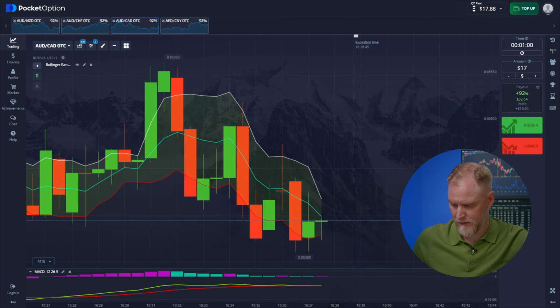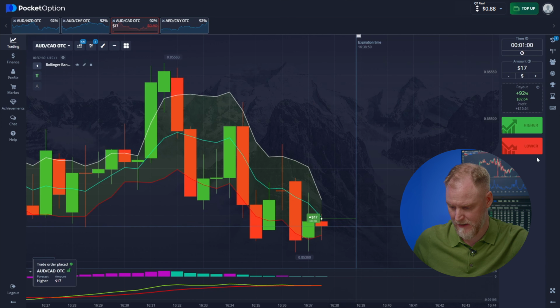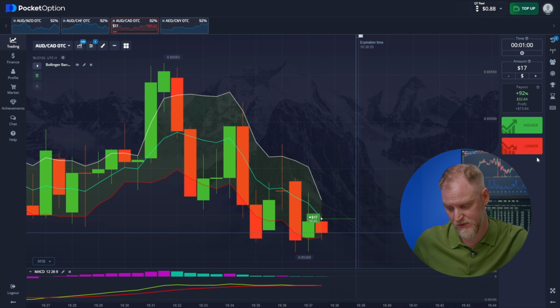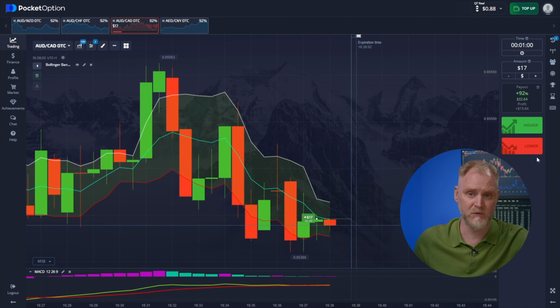Now let's move on. And now we're looking at the Aussie and Canadian dollar pair, and I'm going to put 17 and hit higher. Now you see here the price dropped to the support level and is currently moving sideways. So from the entry point, I expect an upward trend. Now the tight compression in both indicators points toward a possible trend reversal.